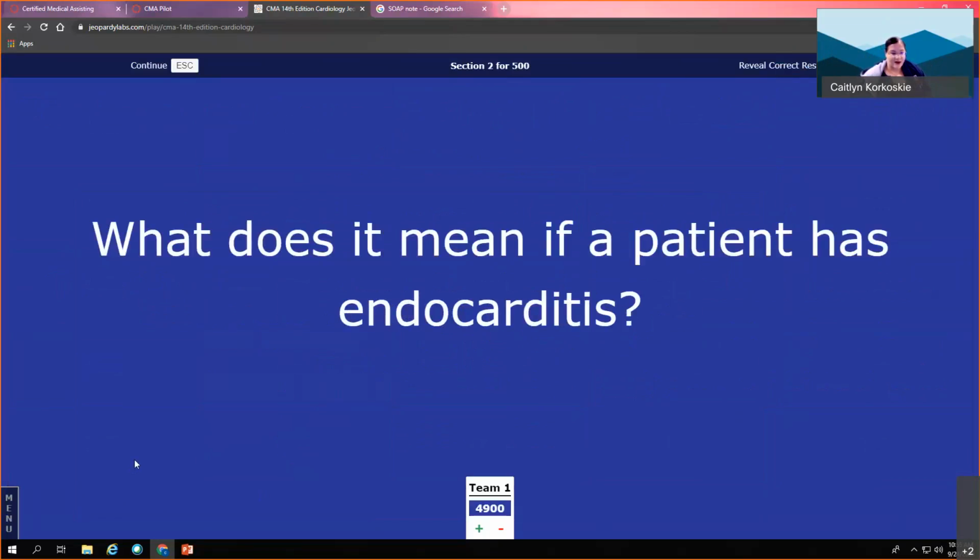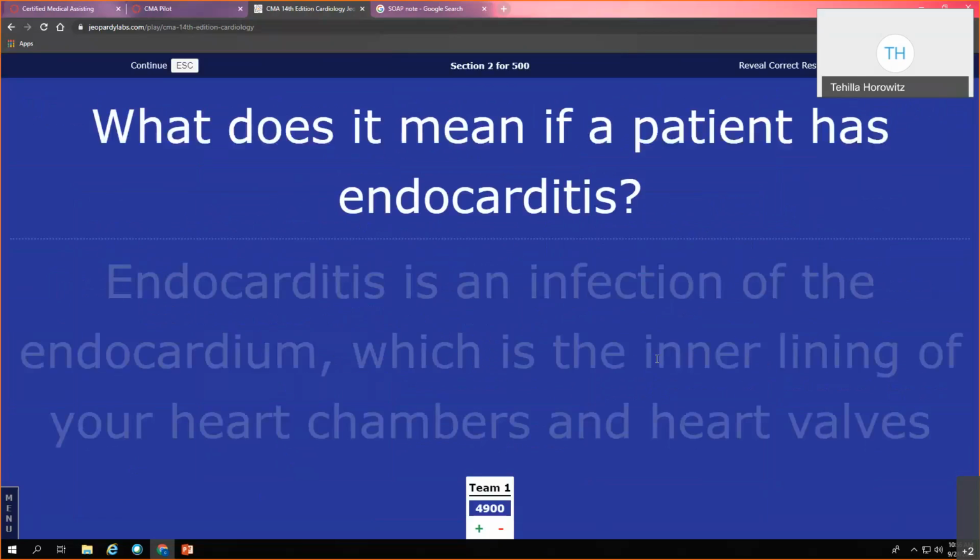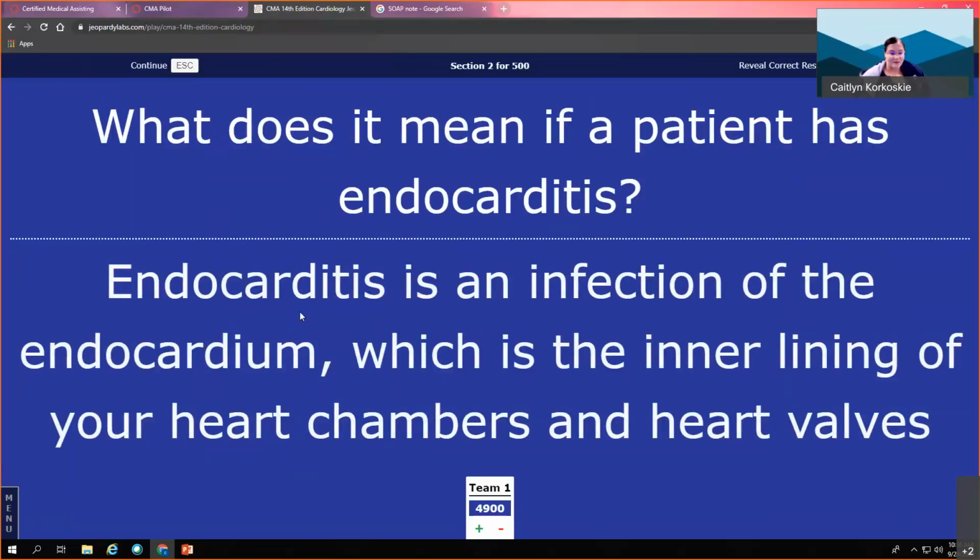All right, and then last one. So what does it mean if a patient has endocarditis? Does it have something to do with inflammation or infection? Infection, yeah. It's a type of infection in the endocardium, which is the inner lining of your heart chambers. So it's an infection in there, which is not good if someone has that.